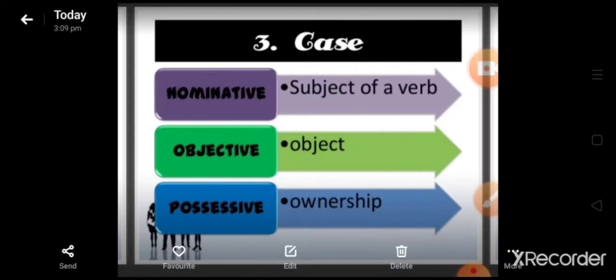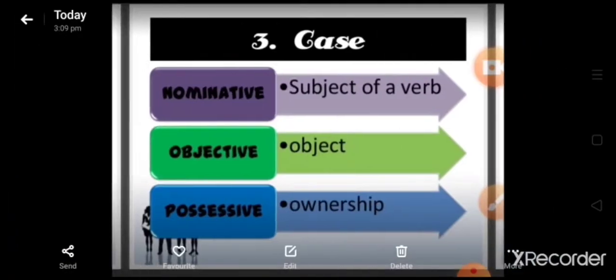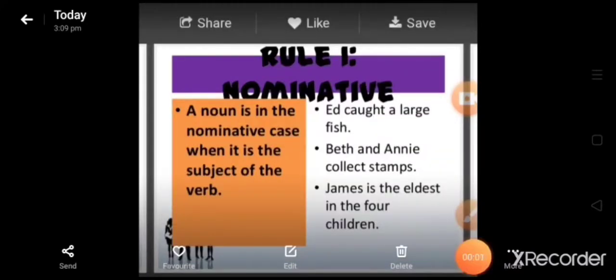In this slide you can see the subject of a verb is nominative, and the object is objective. Where the noun shows ownership, that becomes possessive. First of all, we will discuss the nominative case. When a noun is used as the subject of a verb, it is said to be in the nominative case.